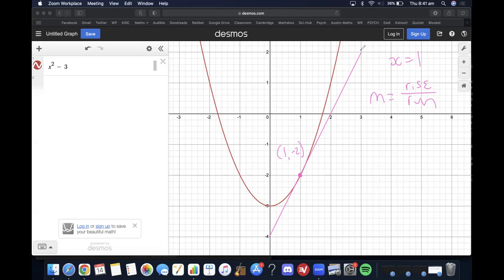I'm going to pick any other point. I'm going to pick this point because I can, right? This is 3, 2. So how far am I rising between -2 and +2? 4. And how far am I running between 1 and 3? 2. All right, so that means my gradient is 2.